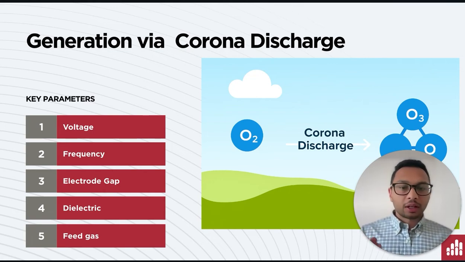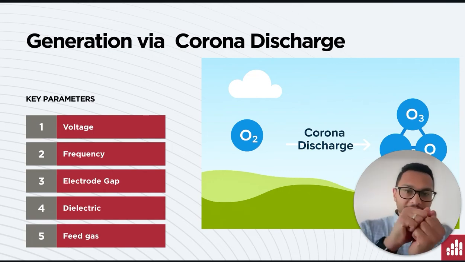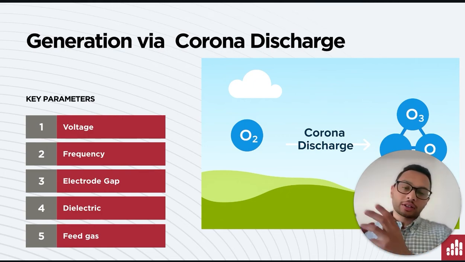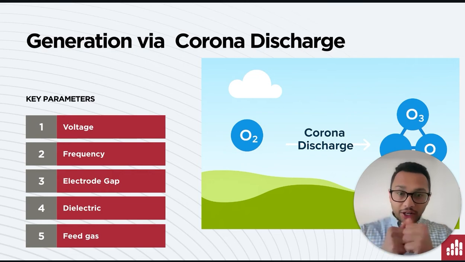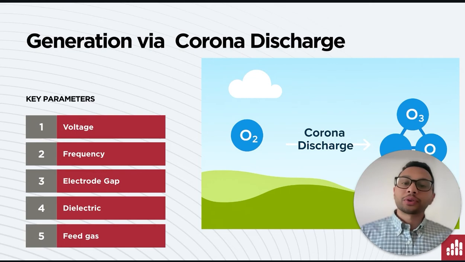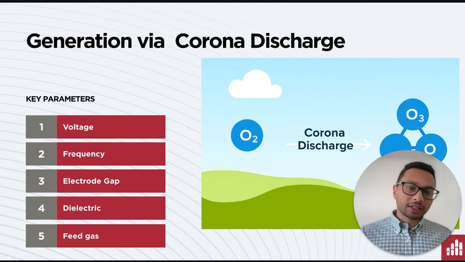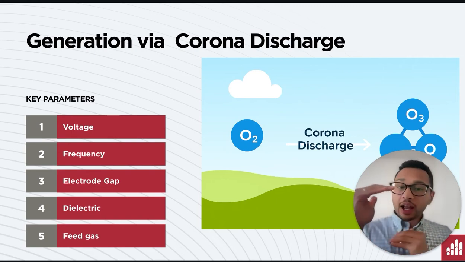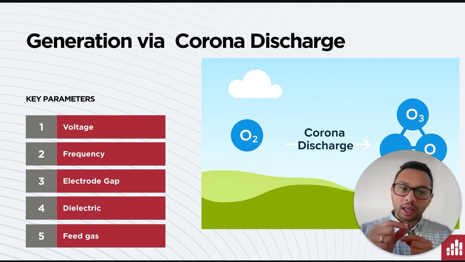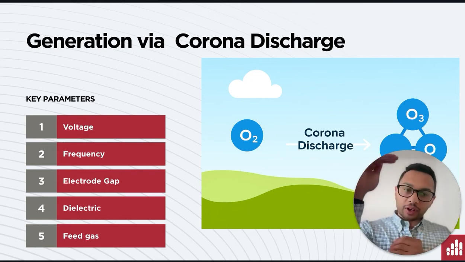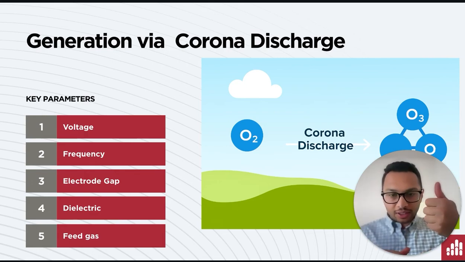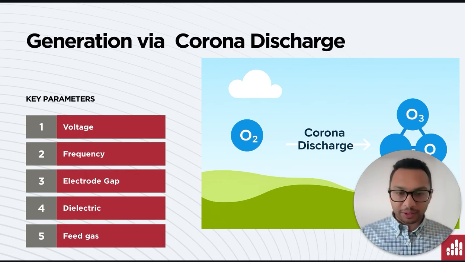In that field, molecular oxygen, O2, is split, which creates individual oxygen atoms. Those atoms then recombine with another O2 molecule and form ozone. This process happens continuously as the oxygen flows through the system. The voltage is very high, but the current is low, and the system runs at a very high frequency, usually between 20 and 30 kilohertz, to maintain high efficiency and avoid instability of the plasma.